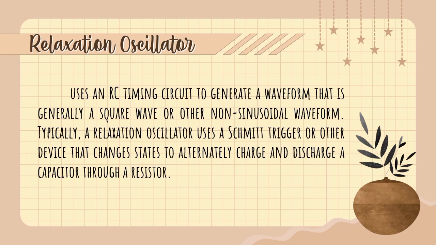These devices are charged by a source and discharged through a load. The shape of the output waveform of the relaxation oscillator depends on the time constant of the circuit. So let's understand the working of the relaxation oscillator with an example.